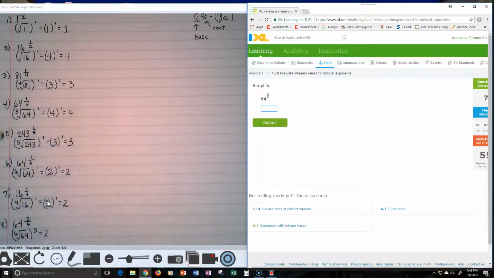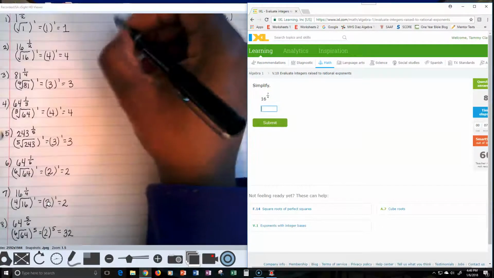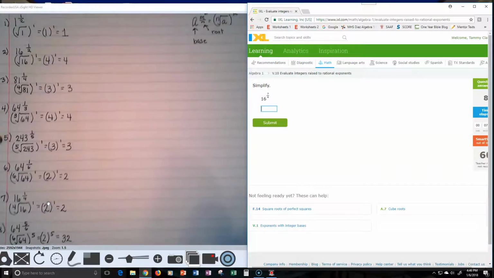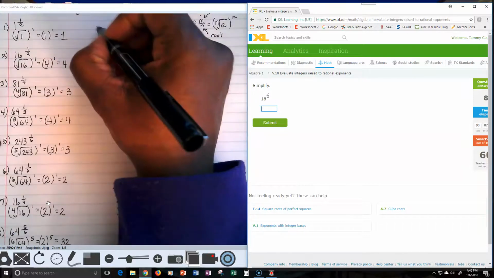Because 2 times 2 is 4, 4 times 2 is 8, 8 times 2 is 16, 16 times 2 is 32, and 32 times 2 is 64. That's 6 2's. And so now I'm going to take that 2 and raise it to the 5th power. Well, we just counted that. 2 to the 5th power is 32. So now let's go ahead and put this down a little bit.